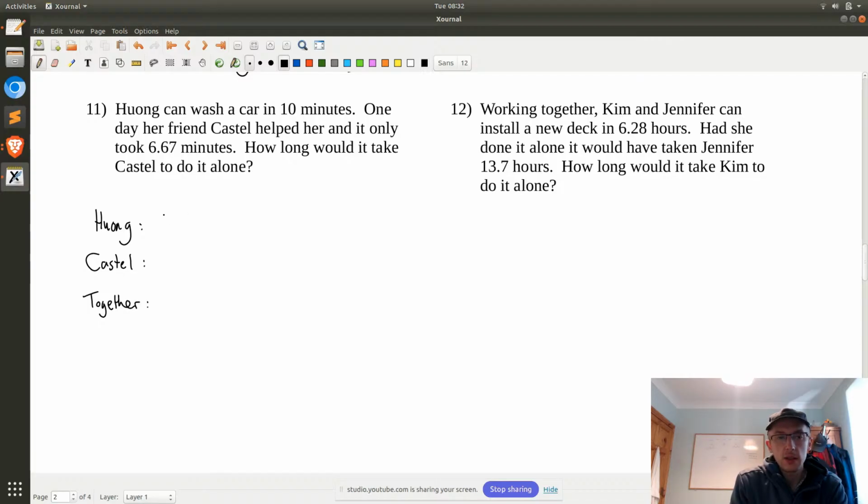What's the speed of Huang? One whole car in 10 minutes. One car every 10 minutes. Castell's speed, we don't know. Combined speed, 1 over 6.67. We want to get x, so remember that it's 1/10 plus x equals their combined speed. And so x is 1 over 6.67, take away 1/10.